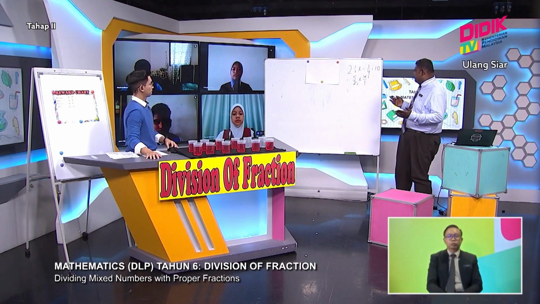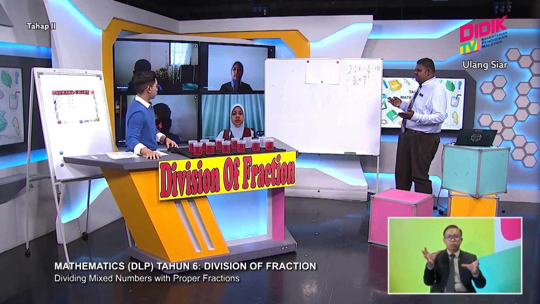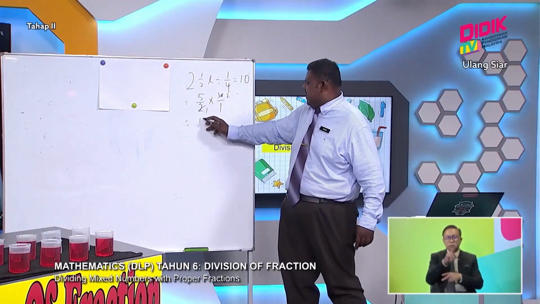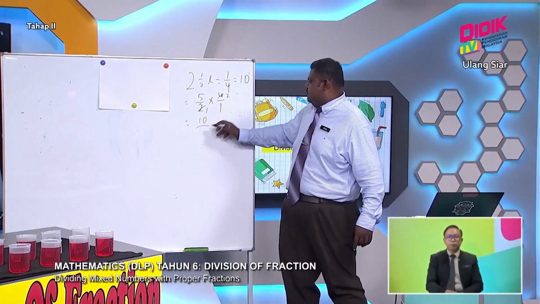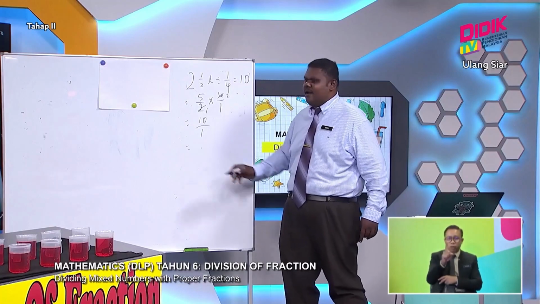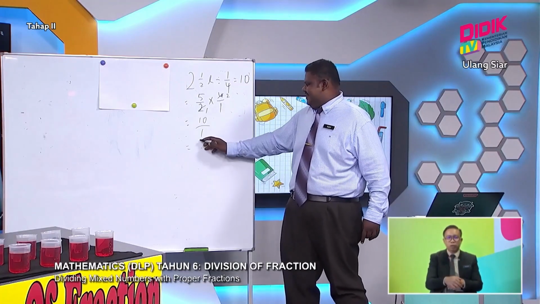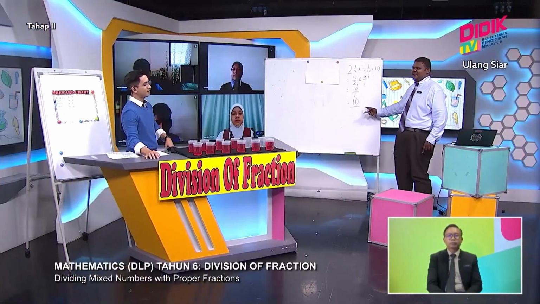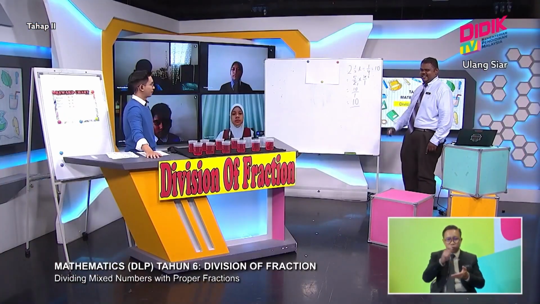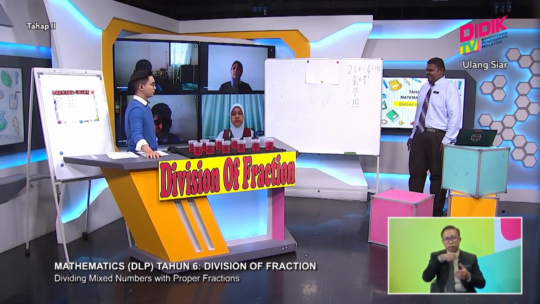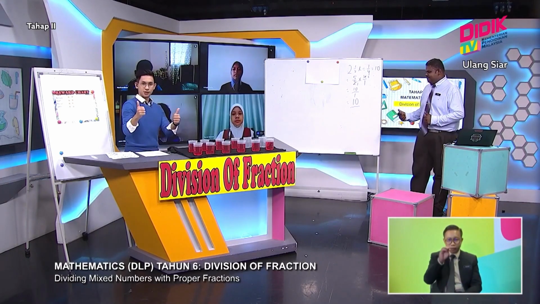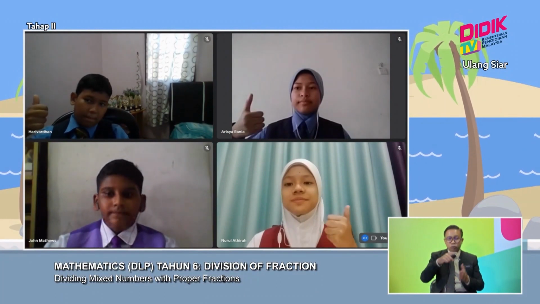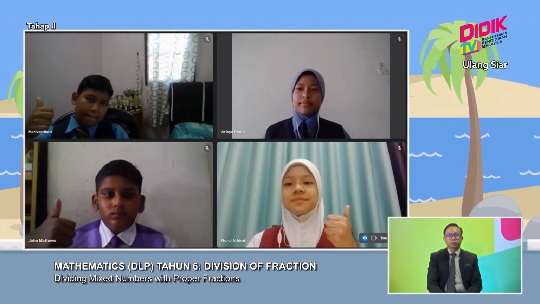Is there any other number we can simplify? No. Very good. So we just multiply. 5 times 2 is 10. 1 times 1 is 1. So 10 over 1, we can write it as 10. Did you get 10 beakers just now? Yes, teacher. This is how we do the standard written method for this question. Okay, understood. Kids at home, can you follow this? Good. If you can follow, show me your like.